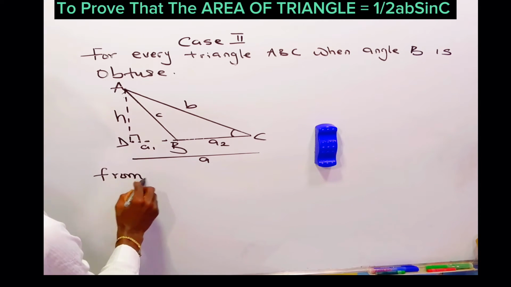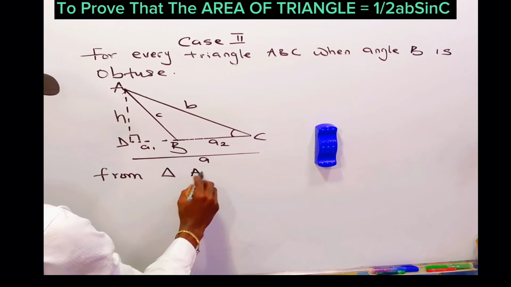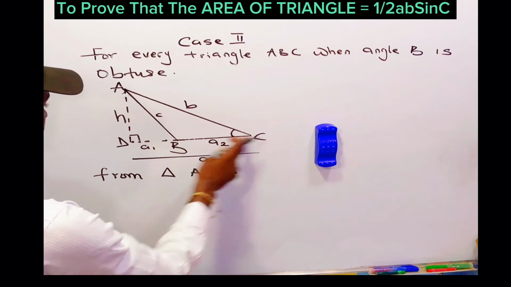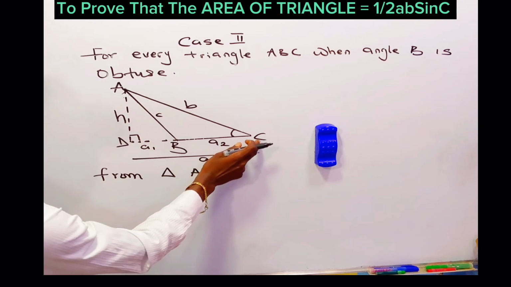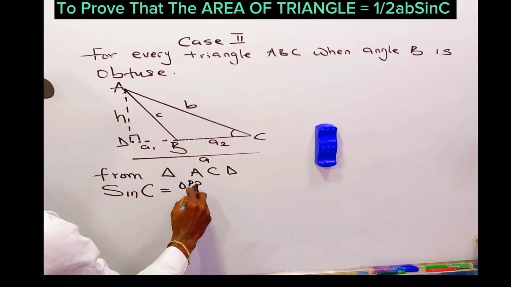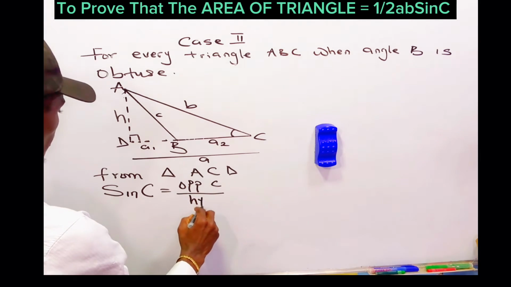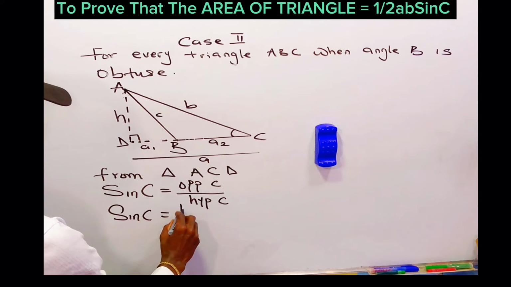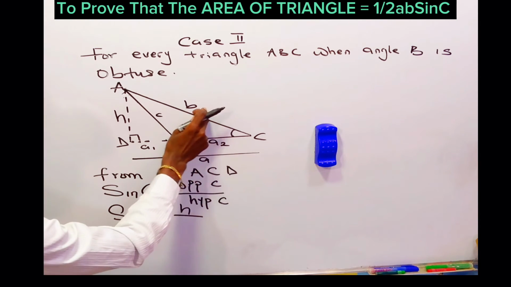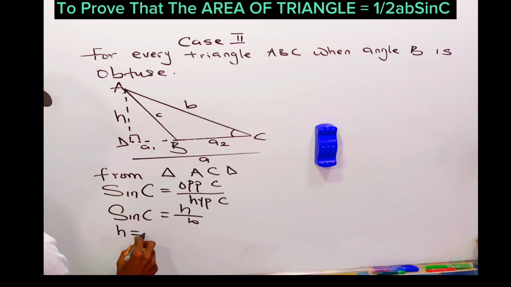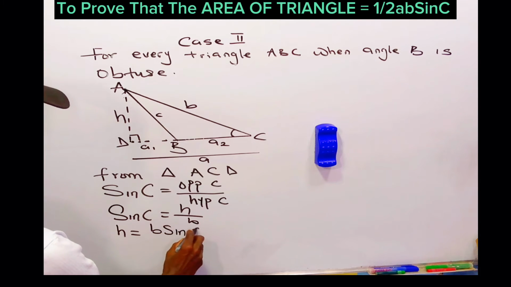From triangle ACD, now let's find sine angle C. Sine C, which is opposite C over hypotenuse C. What's our opposite C, which is H? Therefore, sine C is equal to H over hypotenuse C, which is B. Let's also make H the subject of the formula. That makes H equal to B sine C.